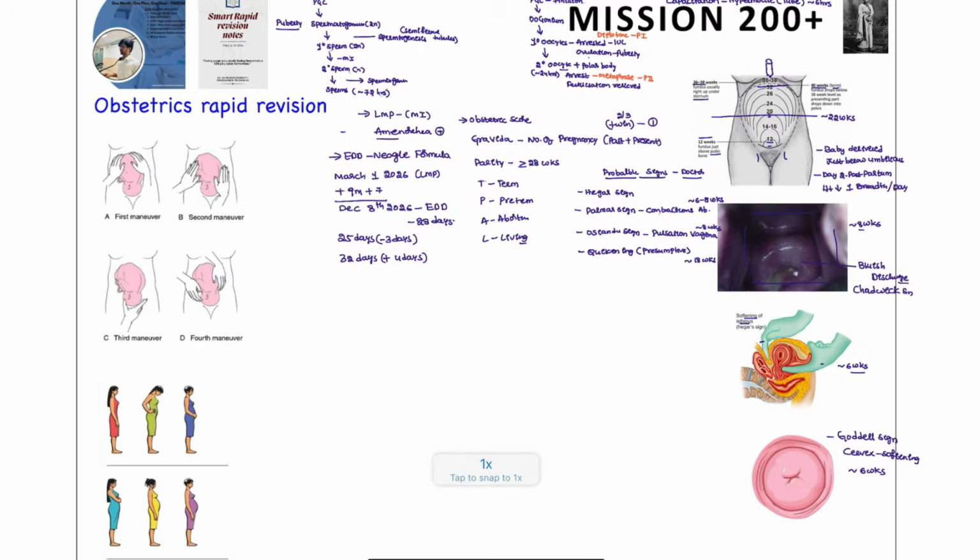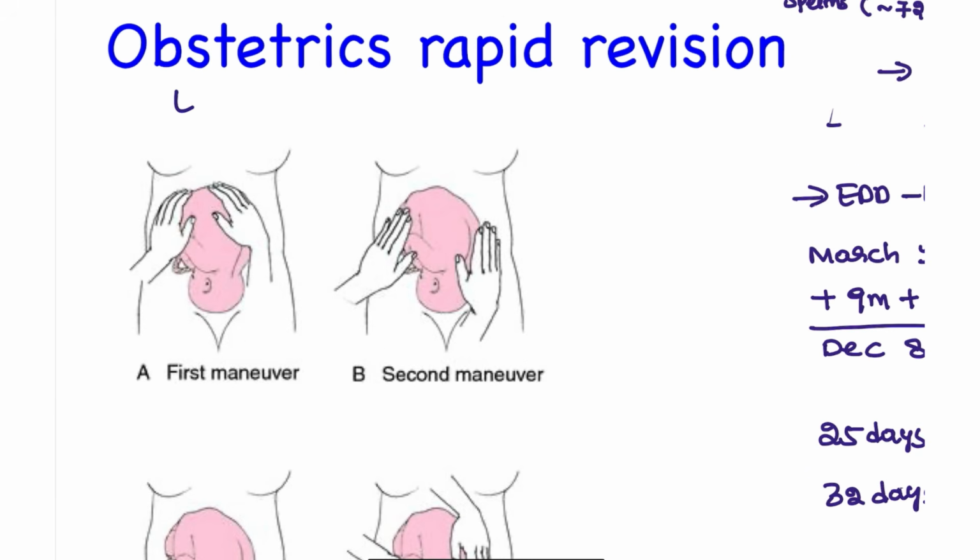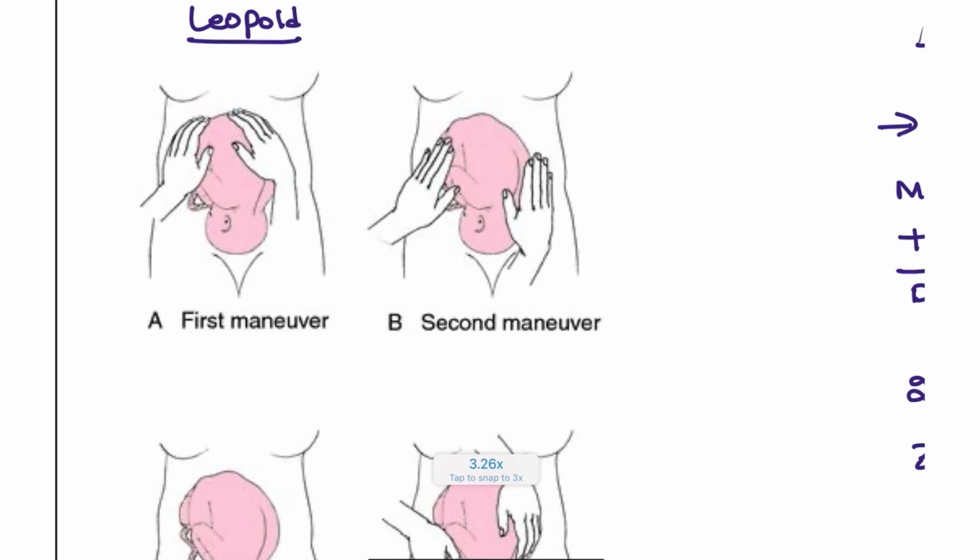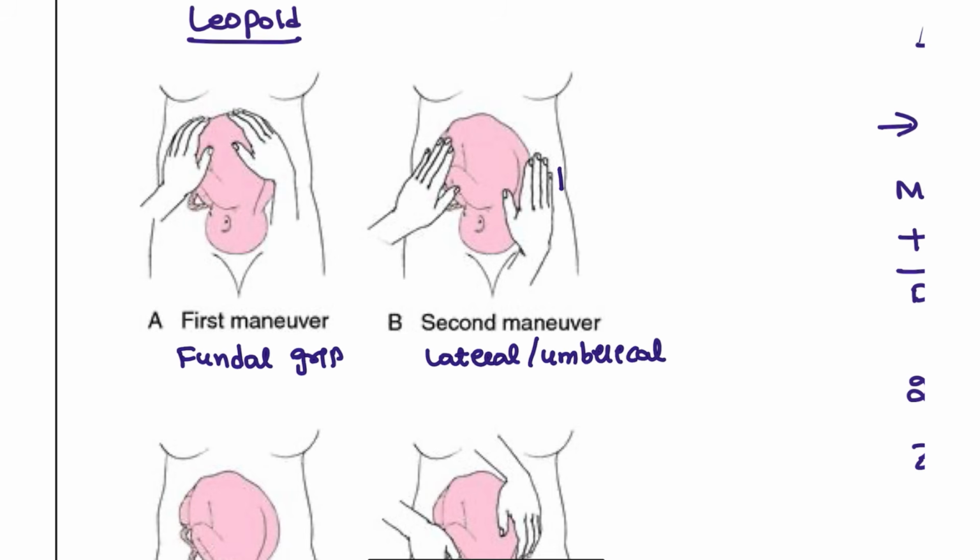Next, moving on to Leopold's maneuvers. These are the maneuvers that we perform in pregnant patients, whether in the first trimester or second trimester. There are different types of maneuvers. The first maneuver is also called the fundal grip. In the second maneuver, the examiner is examining the lateral sides of the patient's abdomen. This is the lateral grip, also known as the umbilical grip.